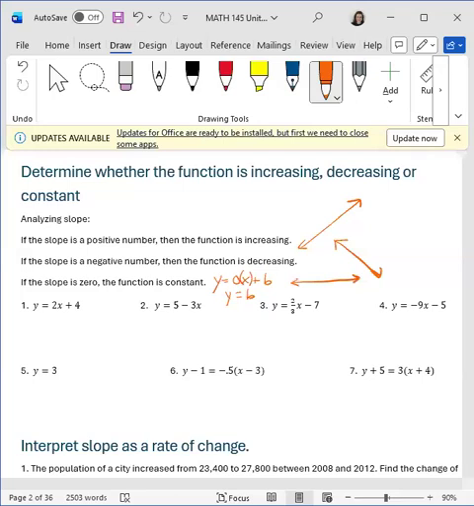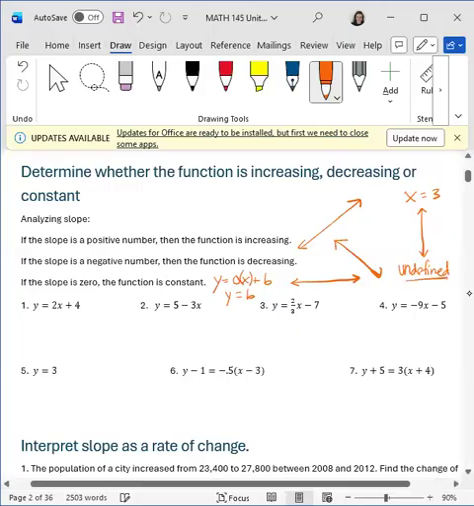Now we can also have an equation x equals a number. That would be a vertical line. And remember, that type of line we say has an undefined slope. Therefore, it's not increasing, it's not decreasing, and it's not constant. It's none of those things. Okay, so taking a look at some examples here.